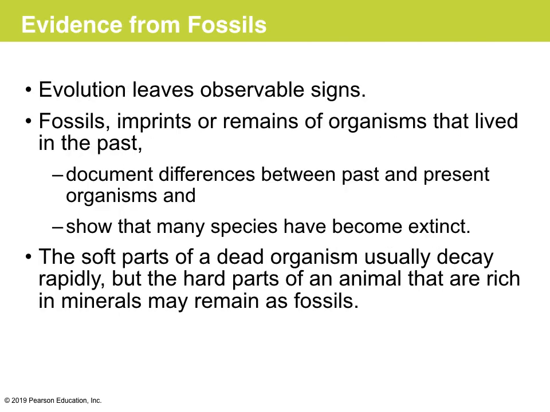All right, so evidence from fossils. Evolution leaves observable signs, right? If there were no remnants found in the modern day, how would you know how things appeared years ago? Well, we have these fossils. Now, we tend to think of fossils as the remains of an organism. It could also be things like imprints of organisms that lived in the past. It could be other evidence of them being there, and we'll get to a couple of examples in the next couple of slides. But these fossils, these imprints or remains of organisms that lived a long time ago, let you document differences between the past and present organisms, right?